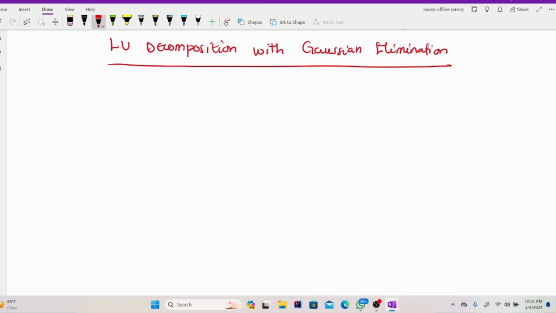So in this video, I'm going to take you through LU decomposition with Gaussian elimination. In our previous lessons, we dealt with LU decomposition, but we were using the manual method. So we used both the Crout method and the Doolittle method. In this video, I'm going to take my time and take you through the concept where you use Gaussian elimination to express the matrix into the LU form.